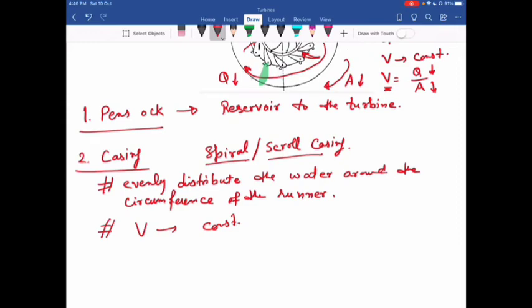Another thing you can note here: this casing is always full with water. As this casing is full with water, our runner also always remains full with water.